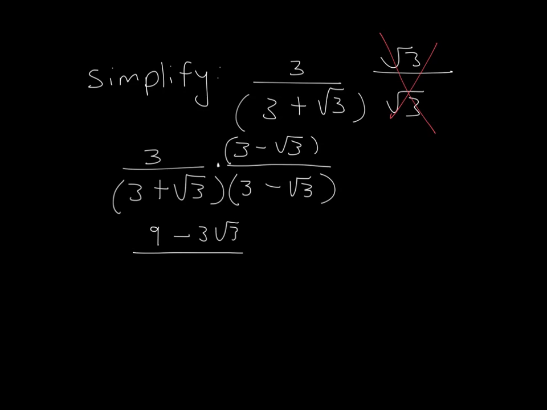So let's see what the bottom does. We get 3 times 3. This is going to be FOIL. So we have a binomial times a binomial. So we're going to go this times this, which is 9. And then we're going to go this times this, which is minus 3 root 3. Then we're going to go to here, which is plus 3 root 3. And then we're going to go here, this times this, which is minus 3.